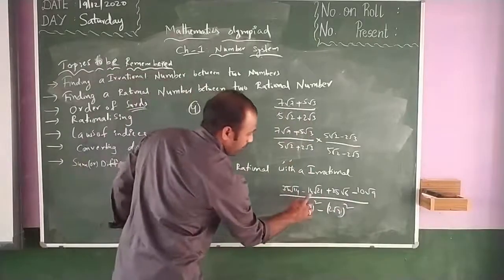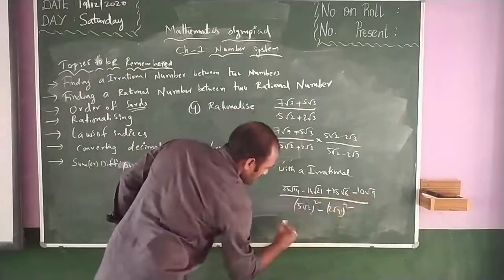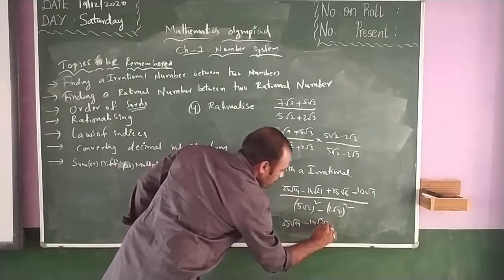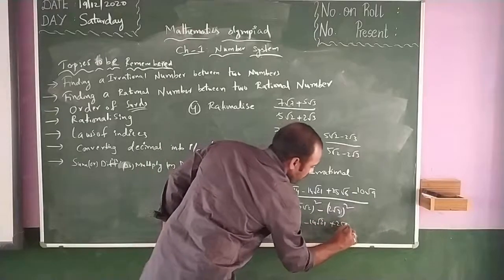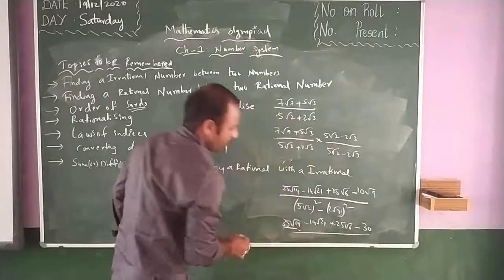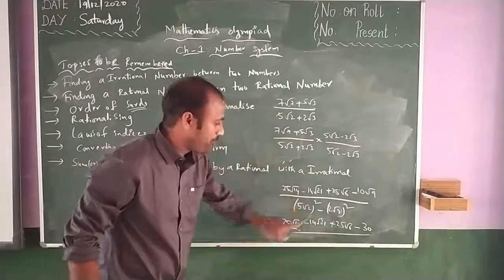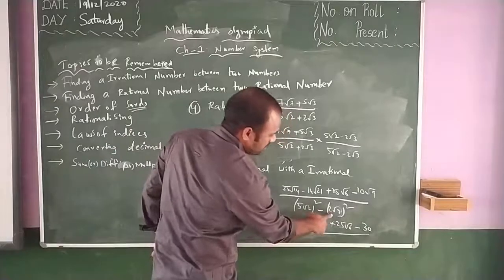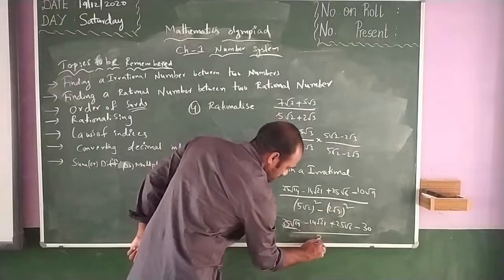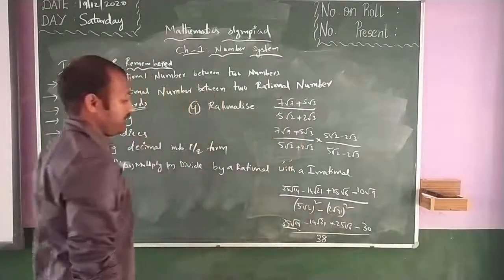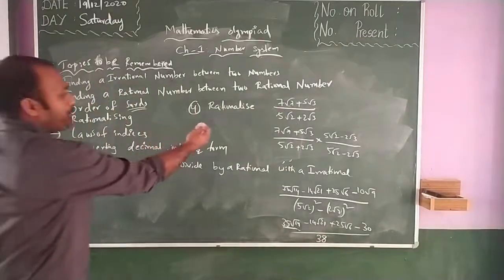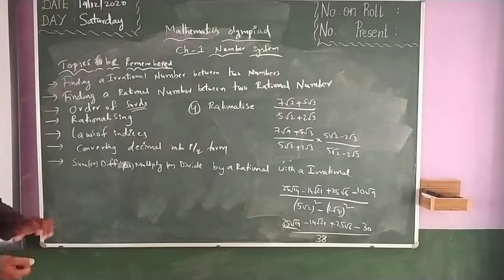So here we cannot change anything, here we can just write root 9 as 3. So 35 root 14 minus 14 root 21 plus 25 root 6 minus 30, divided by, here 5 square is 25, 25 twos are 50, minus 2 square is 4, 4 threes are 12. 50 minus 12 will be 38. So this will be the rationalizing question. It may be asked in different ways, so we'll look at some exercise questions also.